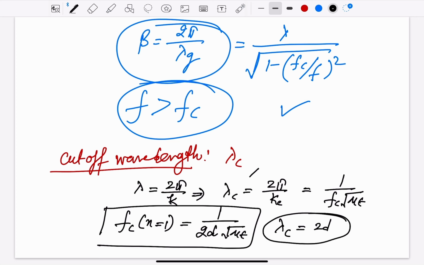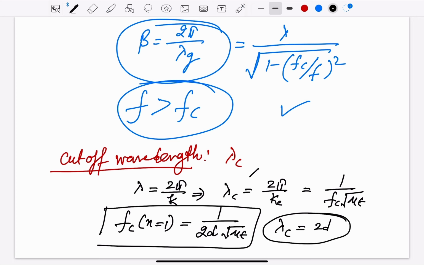Fine. But all the analysis we did, we started our discussion with a lossless system. But in a practical scenario, you are supposed to accommodate the losses. So we'll see some of the things when we have losses in a waveguide. And there are two kinds of losses: one is conductor loss, and another is dielectric loss.